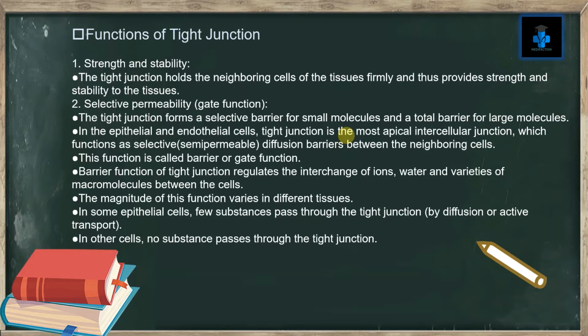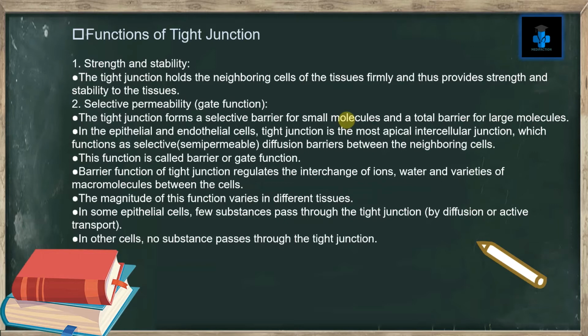In the epithelial and endothelial cells, tight junction is the most apical intercellular junction which functions as selective, that is, semi-permeable diffusion barriers between the neighboring cells. This function is called barrier or gate function. Barrier function of tight junction regulates the interchange of ions, water and varieties of macromolecules between the cells. The magnitude of this function varies in different tissues.